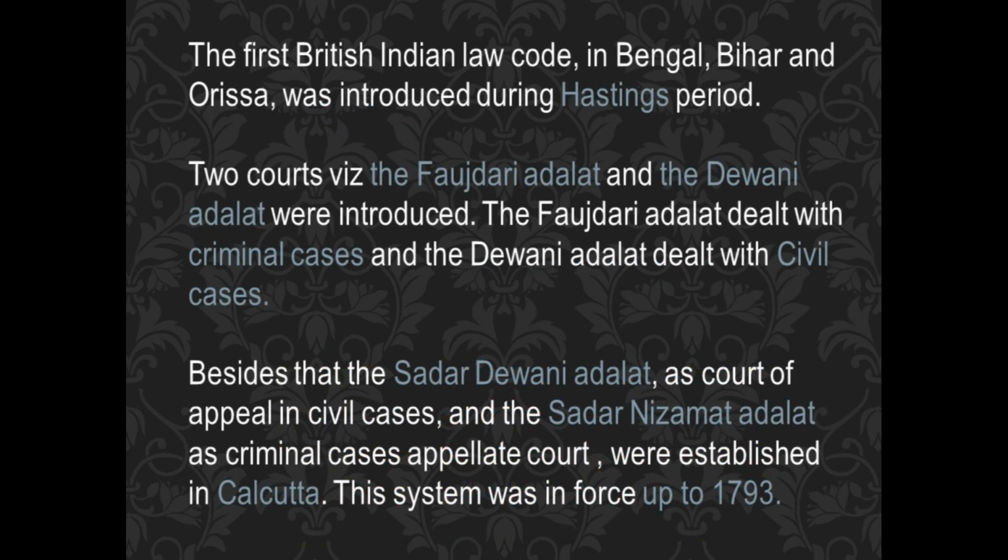The first British Indian law code in Bengal, Bihar and Orissa was introduced during the Hastings period. Two courts, the Faujdari Adalat and the Diwani Adalat, were introduced. The Faujdari Adalat dealt with criminal cases and the Diwani Adalat dealt with civil cases. Besides these, the Sadar Diwani Adalat, a court of appeal in civil cases, and the Sadar Nizamat Adalat, an appellate court in criminal cases, were established in Calcutta. This system was in force up to 1793.